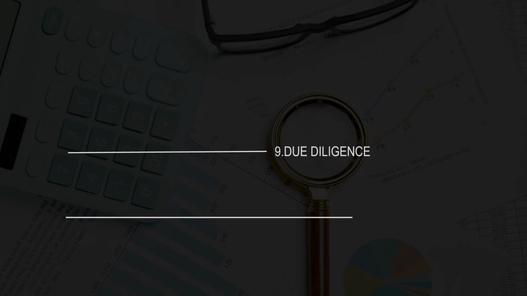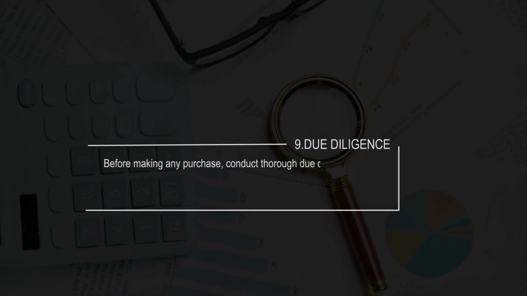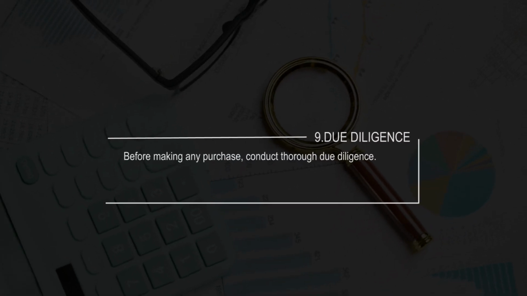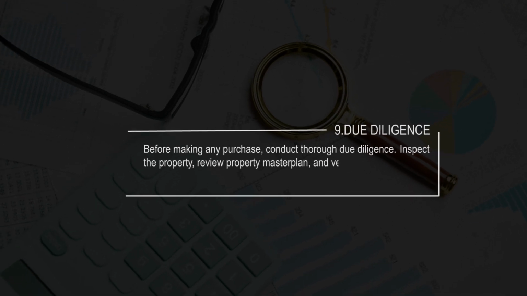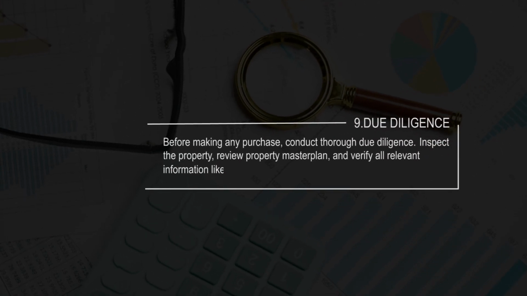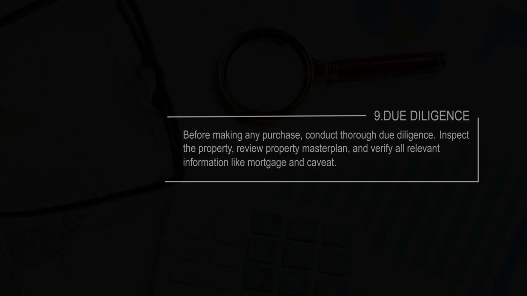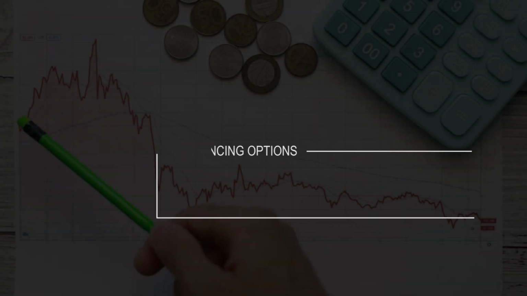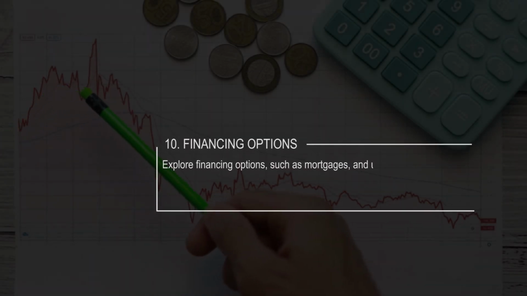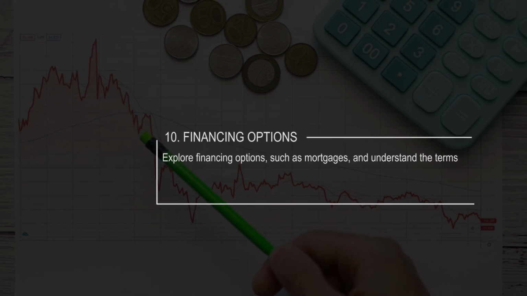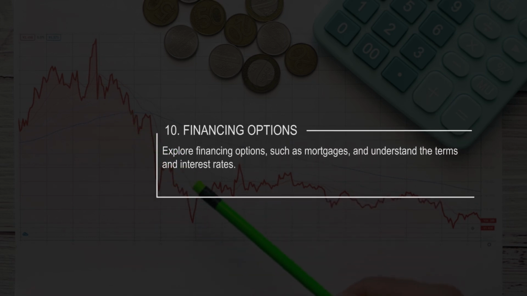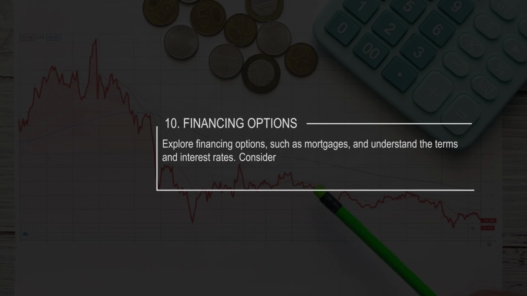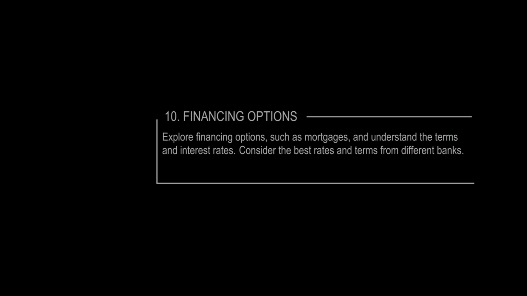9. Due diligence. Before making any purchase, conduct thorough due diligence. Inspect the property, review property master plan, and verify all relevant information like mortgage and caveat. 10. Financing options. Explore financing options, such as mortgages, and understand the terms and interest rates. Consider the best rates and terms from different banks.